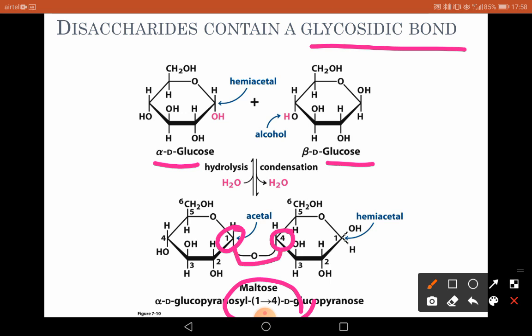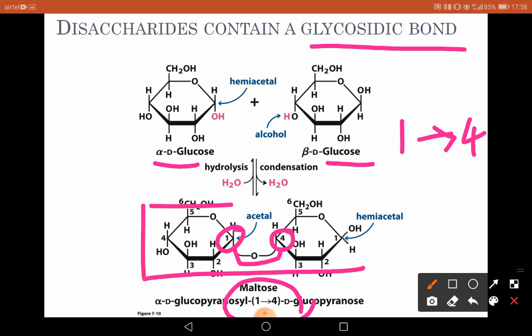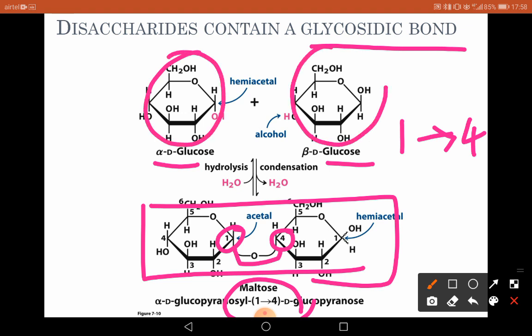So the linkage is formed between the 1 of alpha D glucopyranose and the fourth carbon of D glucopyranose. Hence the linkage is formed between the 1 and 4. We call it a 1,4 glycosidic linkage. So this is the meaning of 1,4 glycosidic linkage. Now together it is a dimer. Here we have one monomer and this is one monomer. All together it forms a dimer after condensation, and where the linking bond is formed, the glycosidic bond is formed between 1 and 4.